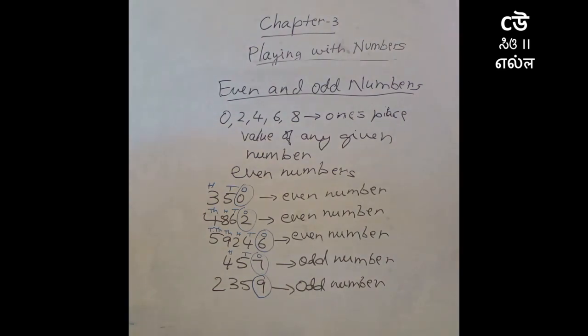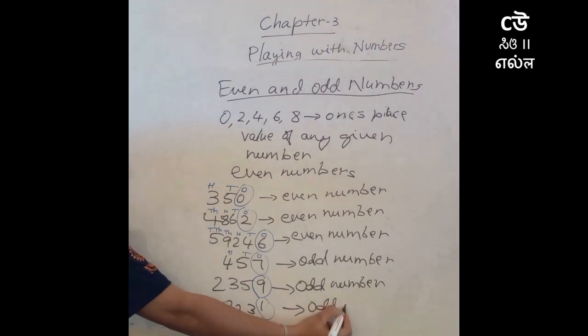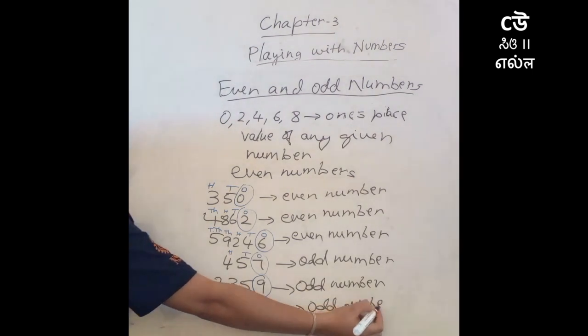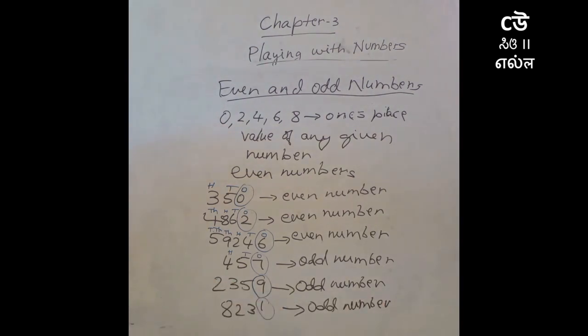Next, one more example. 8231. In ones place, we have 1. As we don't have 1 here, we can tell it as an odd number. So this is how you find whether a given number is an even number or an odd number.